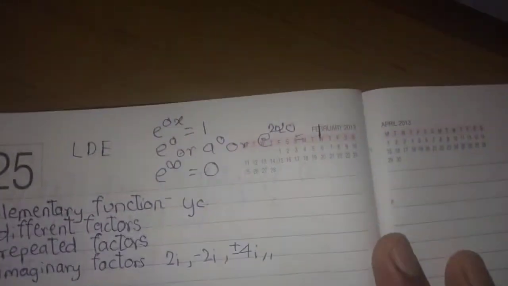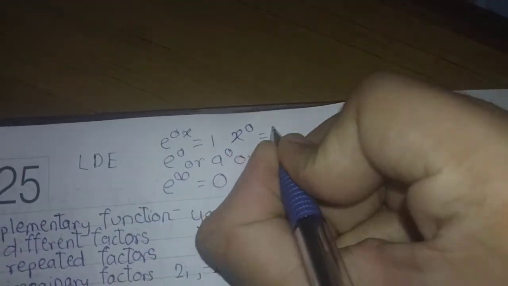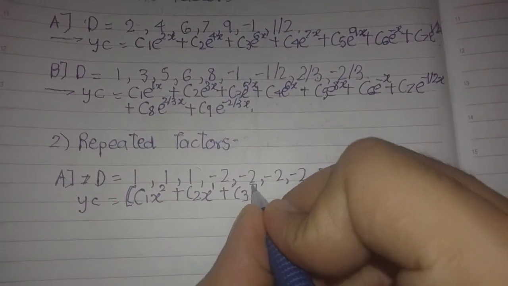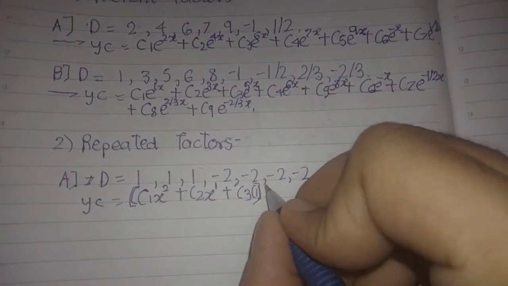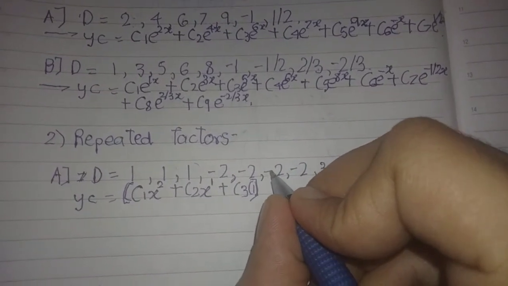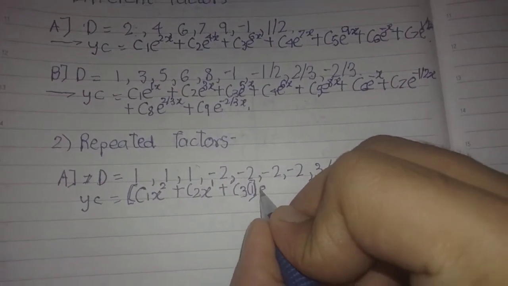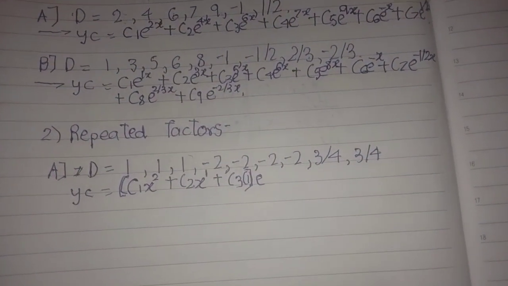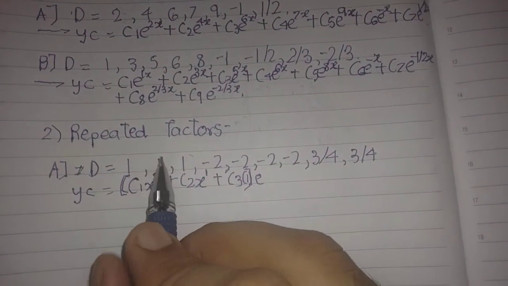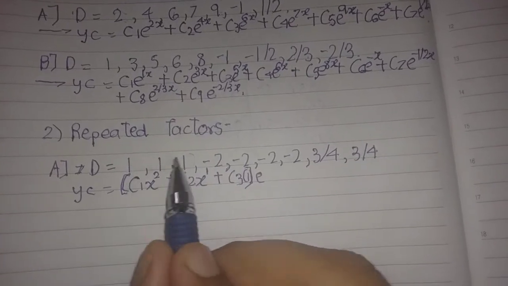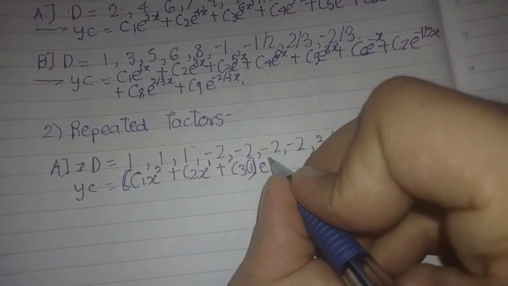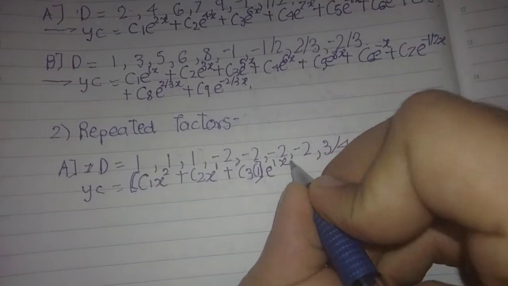So we don't have to write anything here because, as I said, x raised to 0 is equal to 1 and C3 into 1 is equal to C3. At the end we are going to write e raised to the repeated term. What is the term that is repeated? Number 1 is repeated, so e raised to 1x.